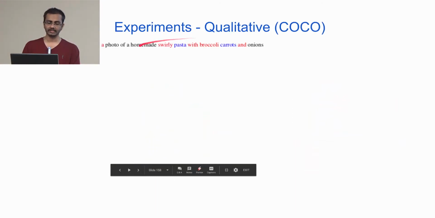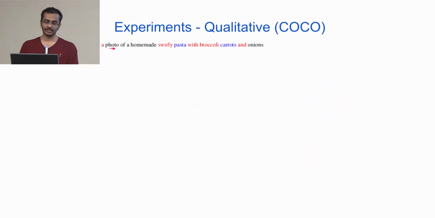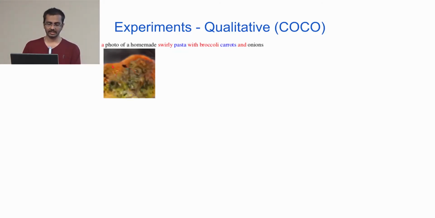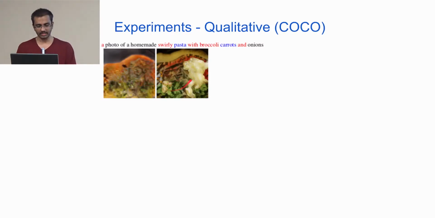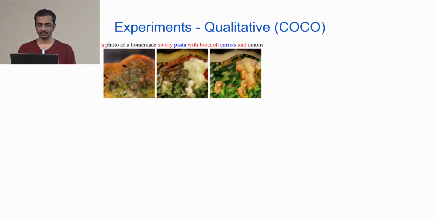Next, moving on to the COCO dataset. This is the caption: a photo of homemade swirly pasta with broccoli, carrots and onions. This is the output of the first stage generator, which looks like something you would not want to put in your stomach. This is the next stage, which gets the colors more right and crisp edges, and this one has the most clear and precise colors. It still does not look like what the description was, but it has got the colors right, and we'll see the attention maps in a moment.